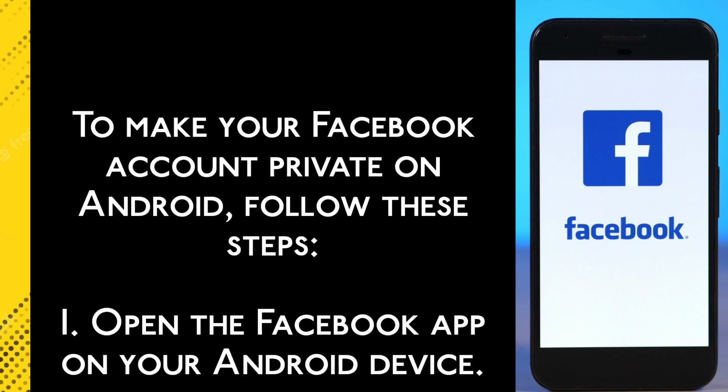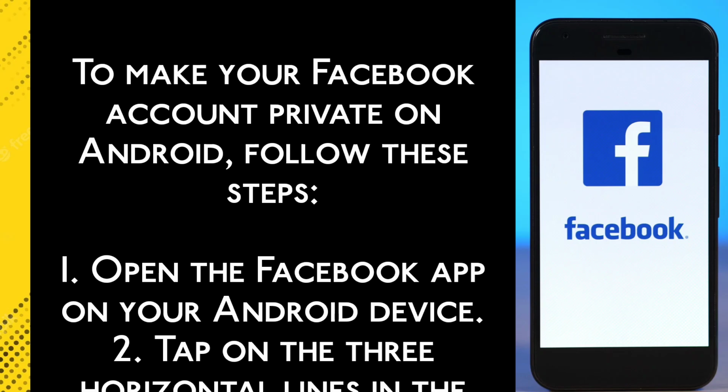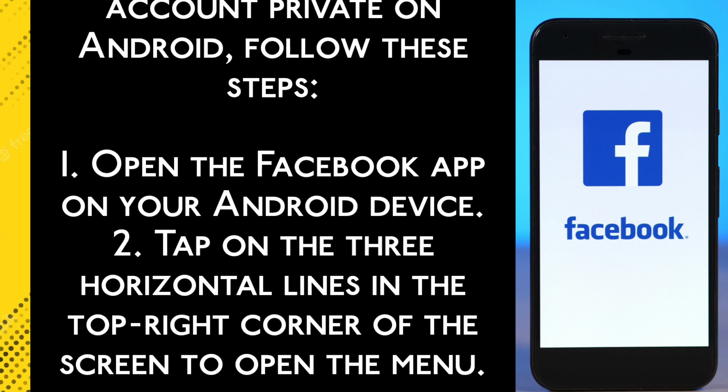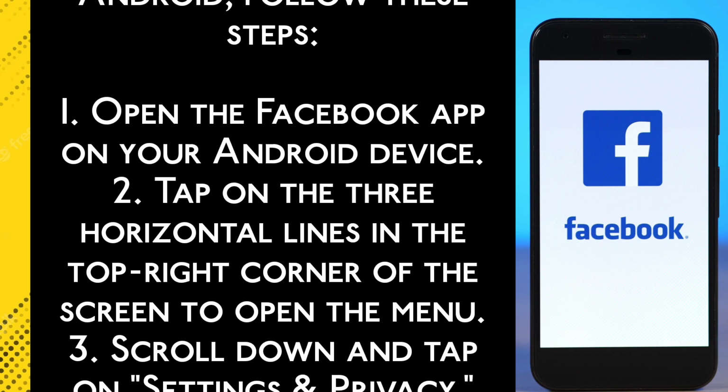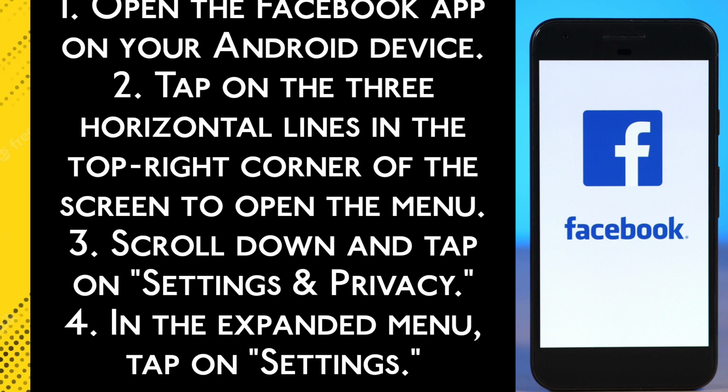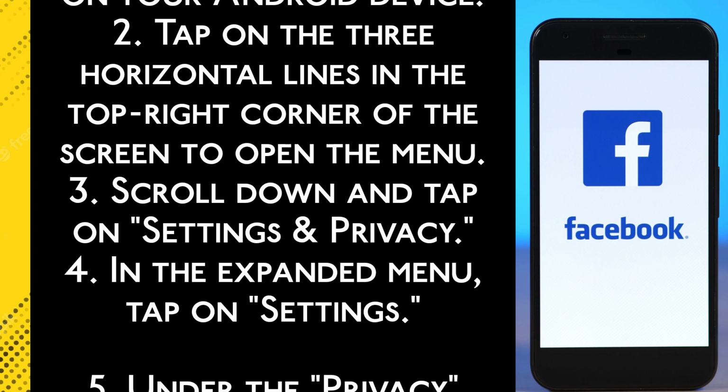To make your Facebook account private on Android, follow these steps. Number 1. Open the Facebook app on your Android device. Number 2. Tap on the three horizontal lines in the top right corner of the screen to open the menu.